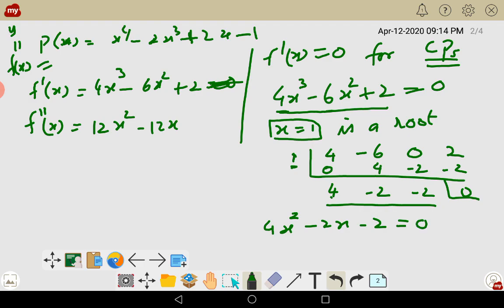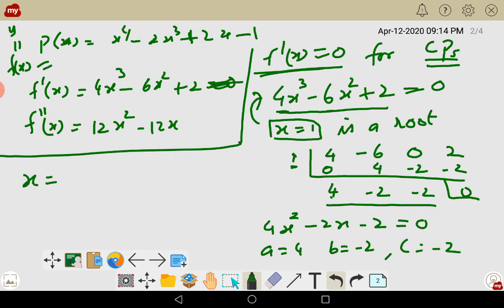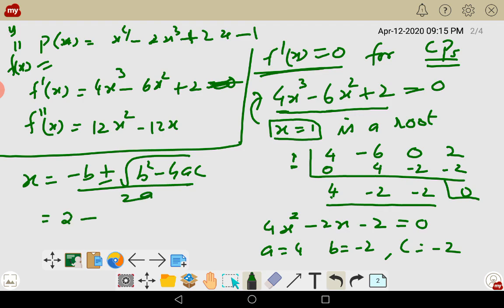Now we have one root for this polynomial. This is actually the first derivative, not the original polynomial. When I simplify, take a is equal to 4, b is equal to negative 2, c is equal to negative 2. In this equation, x is equal to minus b plus or minus root of b square minus 4ac, divided by 2a. You take 2 plus or minus root of 4 minus 4 into 4 into minus 2, divided by 2 into 4.